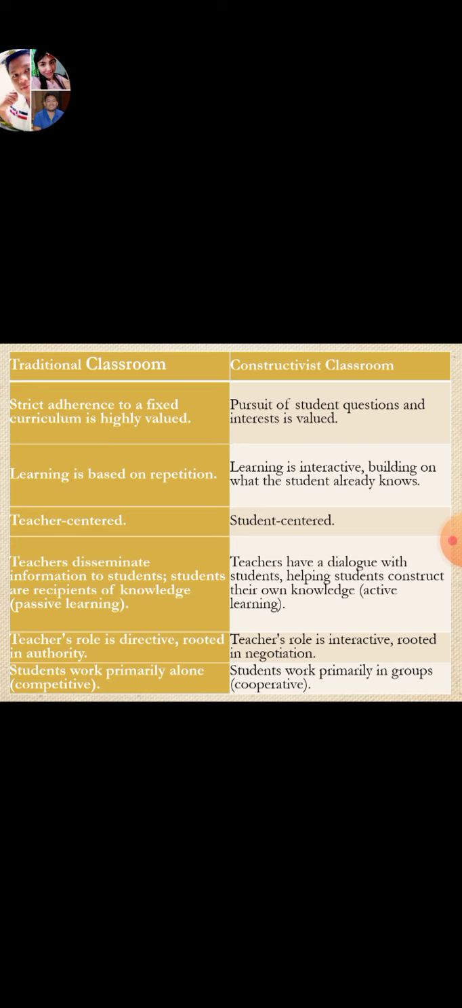And for traditional classroom, teachers disseminate information to students. Then students are recipients of knowledge. This is passive learning. While in constructivist classroom, teachers have a dialogue with students, helping students construct their own knowledge. It's active learning. Then another, in traditional classroom the teacher's role is directive, rooted in authority. While in constructivist classroom the teacher's role is interactive, rooted in negotiation.